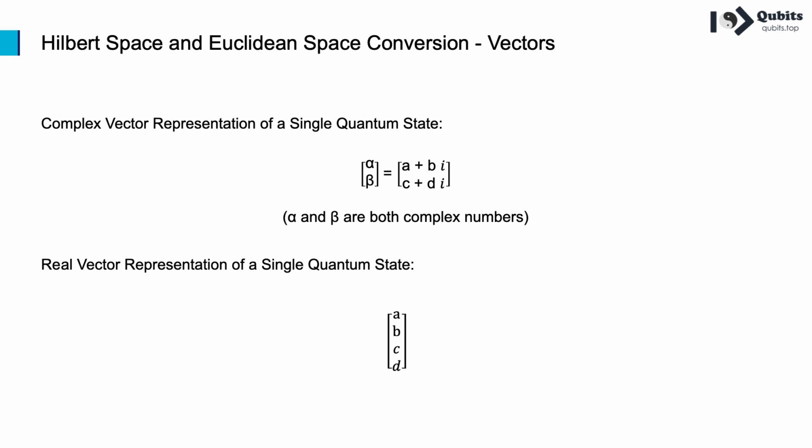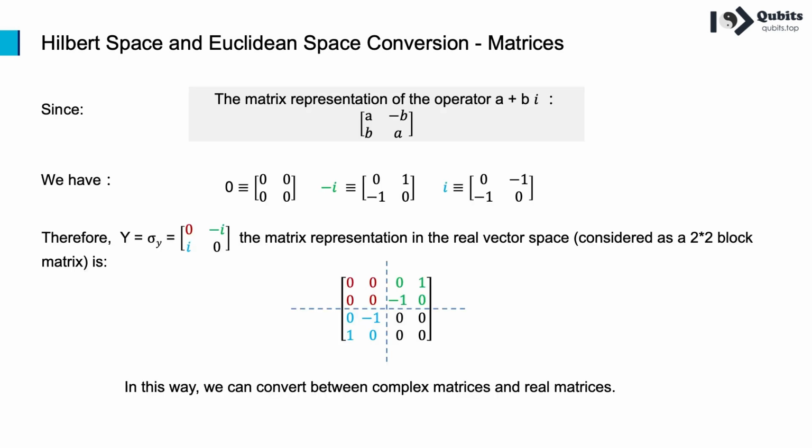To convert a complex vector representing a single quantum state into a real vector representation, we simply convert each complex number into a two-dimensional real vector, resulting in a four-dimensional real vector. All the quantum gates we will discuss later are matrices in Hilbert space, with all elements being complex numbers, where real elements should be understood as having an imaginary part of zero.